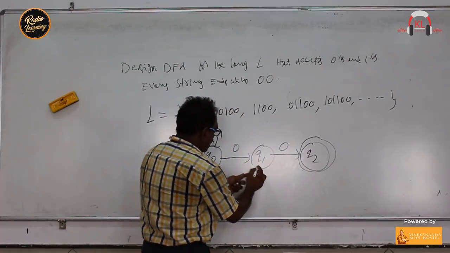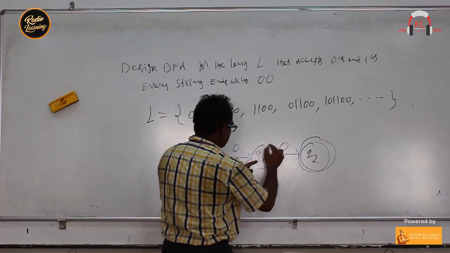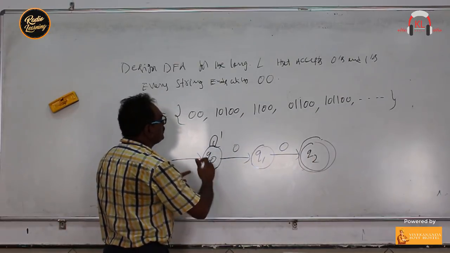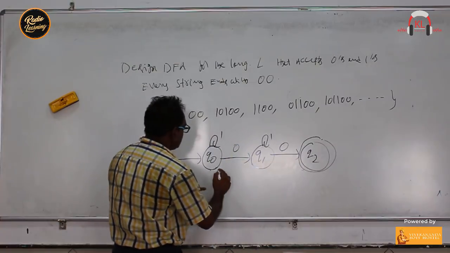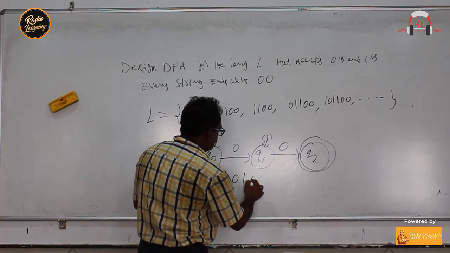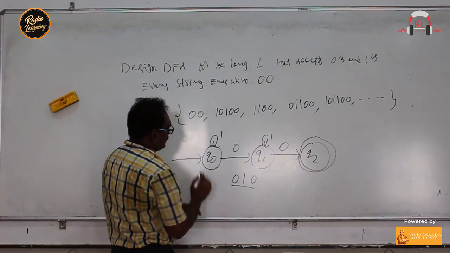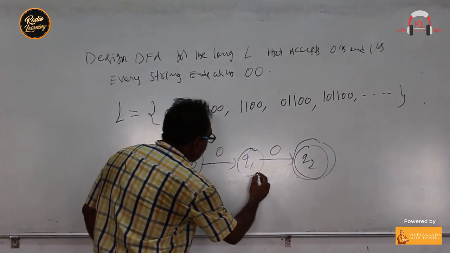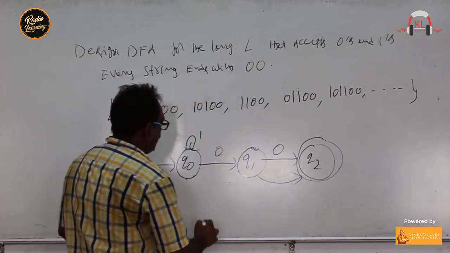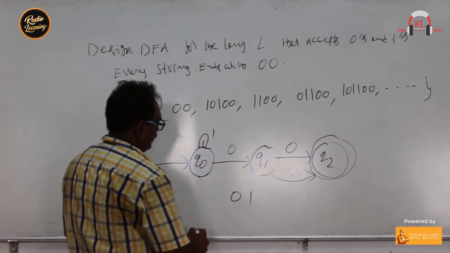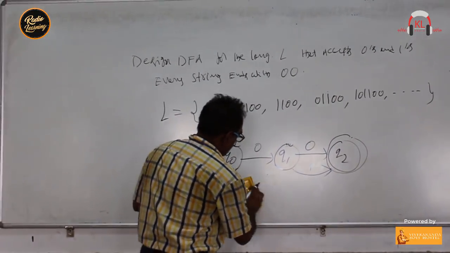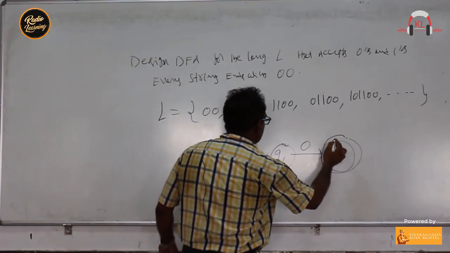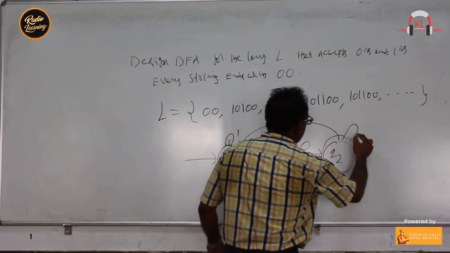Q1 on 0 is given, so where do we give 1? Here also there are three possibilities: the self loop, or to Q2, or to Q0. Suppose you give it to itself, then 010 is also accepted, but it is not in the language. That is the wrong decision, so don't give it. Suppose you give it to Q2, then 01 is also accepted, but the string should end with 00 only. This is also wrong. So the alternative is to go back to Q0. Same for Q2 on 1: back to Q0. Q2 on 0 is a self loop.